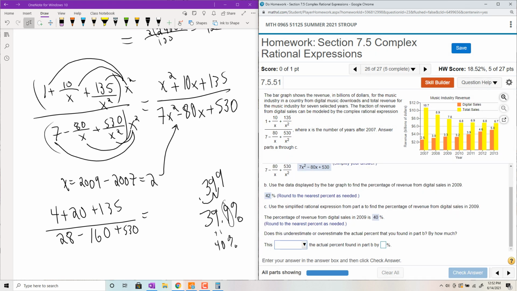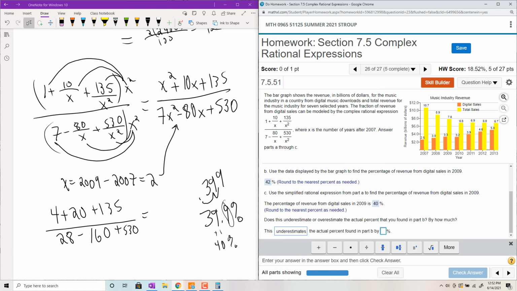It's an underestimate. It's lower. That means under. And it underestimates by 2 percentage points. Okay.